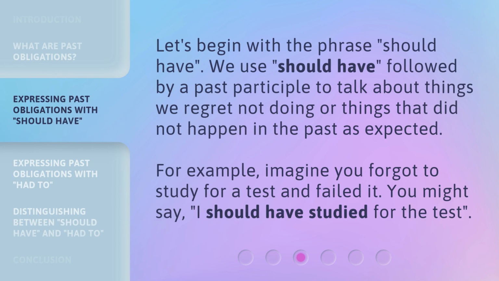Let's begin with the phrase should have. We use should have, followed by a past participle to talk about things we regret not doing or things that did not happen in the past as expected. For example, imagine you forgot to study for a test and failed it. You might say, I should have studied for the test.